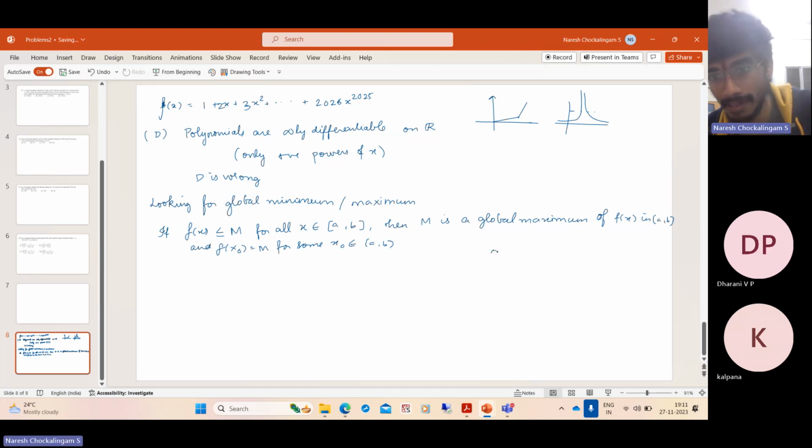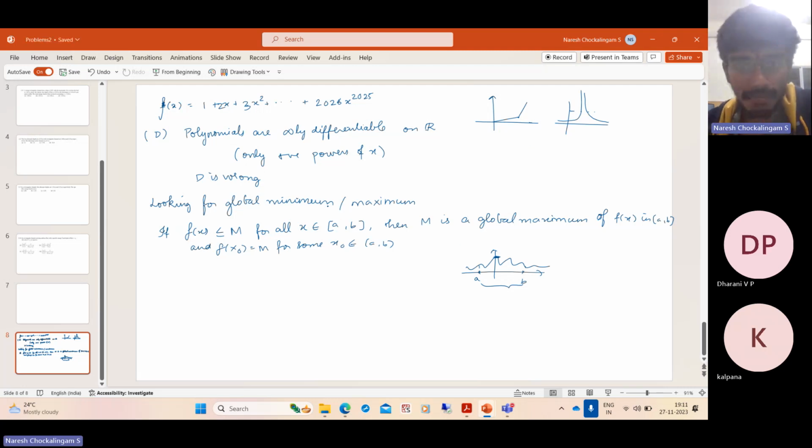That is, you take some interval a to b, and you see a certain function which is taking a maximum value here, and within this interval a to b, everywhere else the function is smaller. So you call it a global maximum of this function in this interval. Now, in our question, they have not specified any interval, so it means the interval is basically the entire real line from minus infinity to infinity.